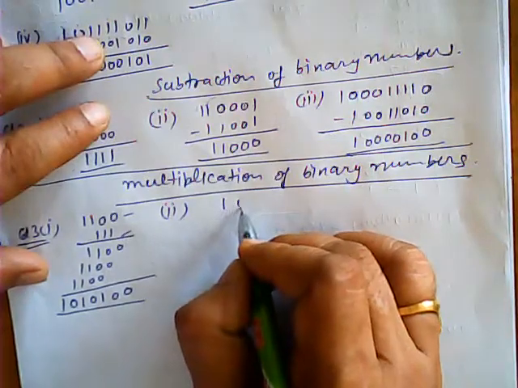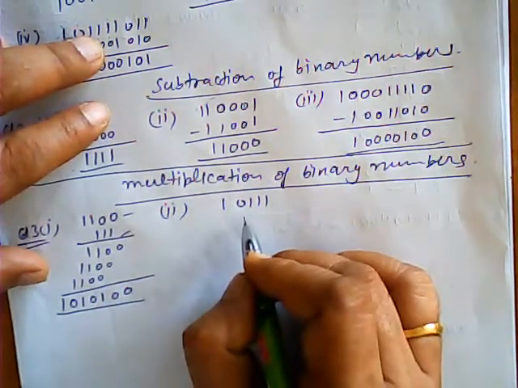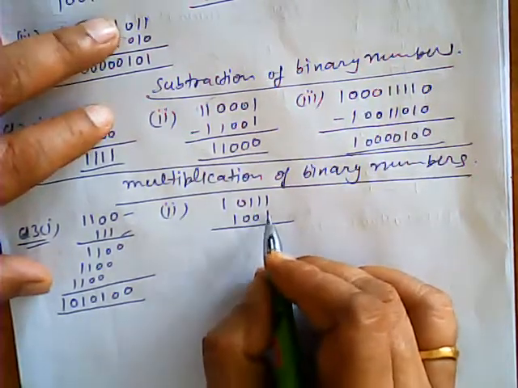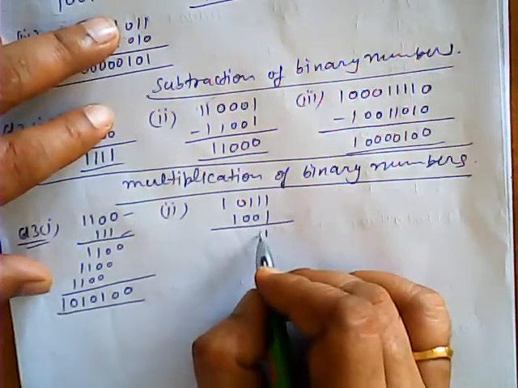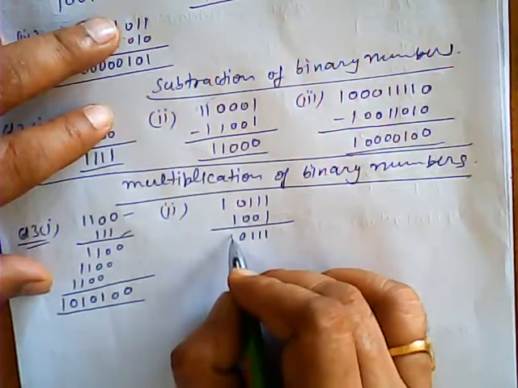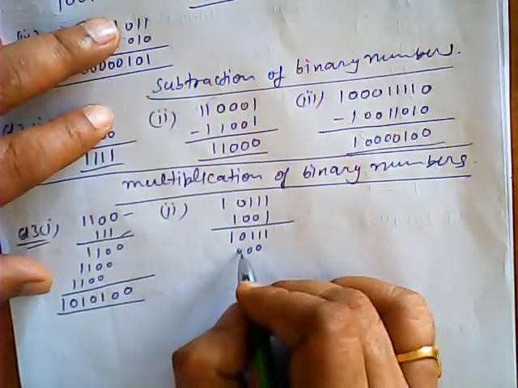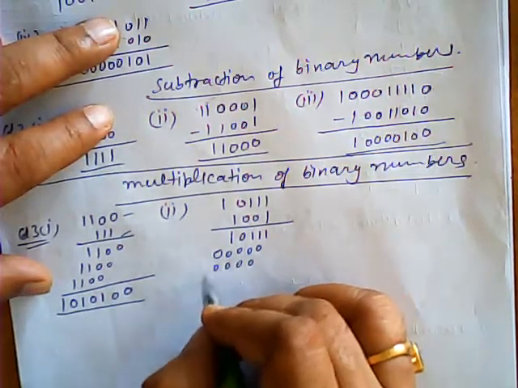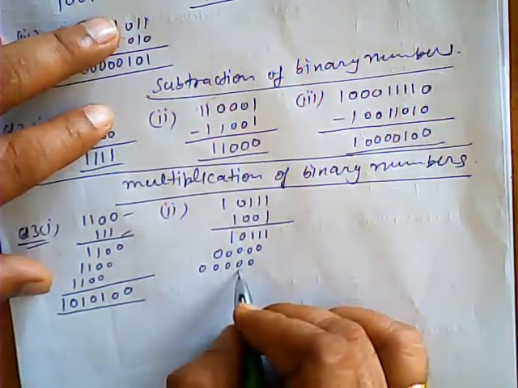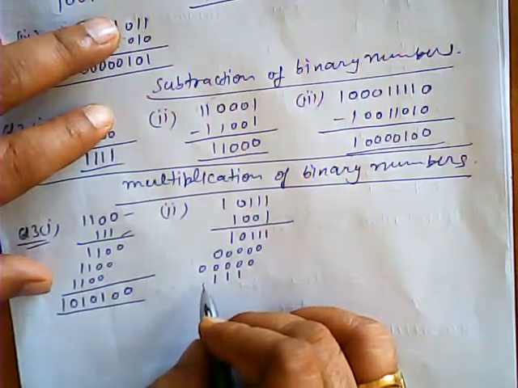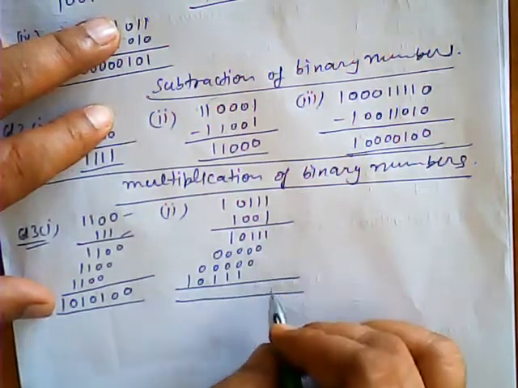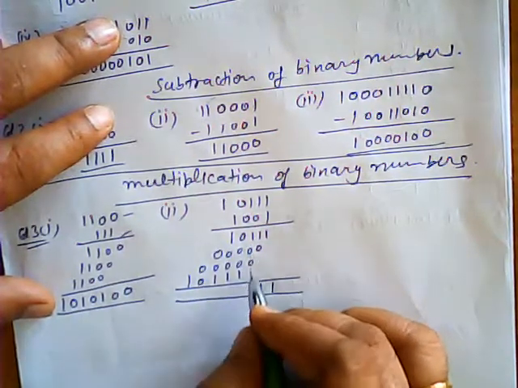1 0 1 1 1 is multiplied by 1 0 0 1. So when we are multiplying by 1, we get 1 1 1 0 1. When multiplying by 0, we get 0 0 0 0 0 0 0 0 0 0. By 1, we get 1 1 1 0 1. And on adding these numbers we will get 1 1 1.